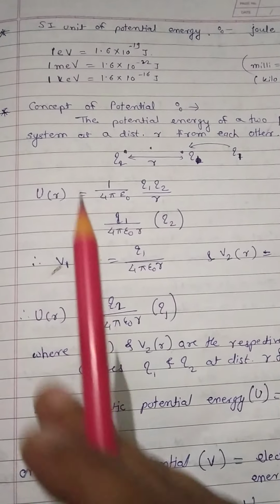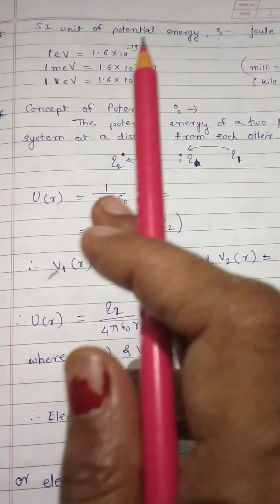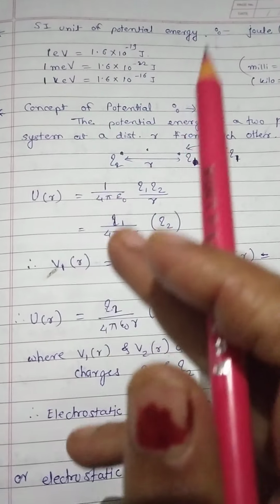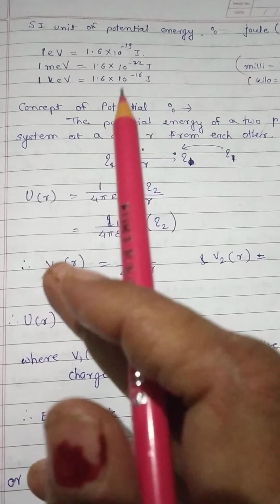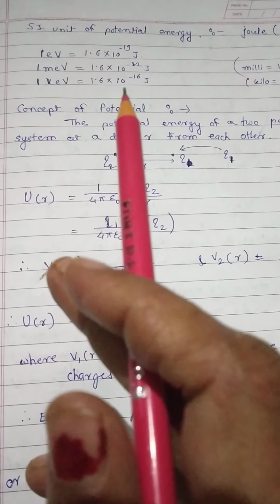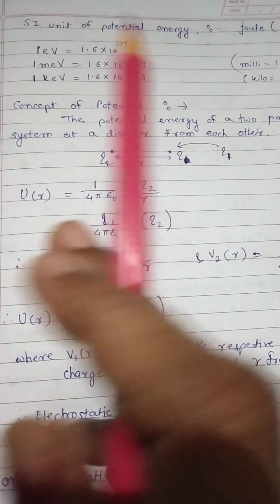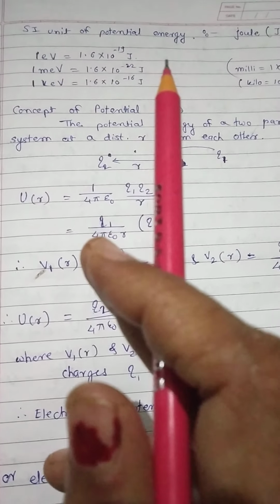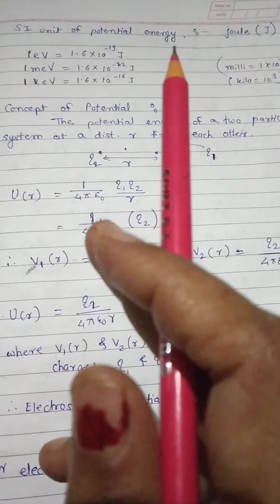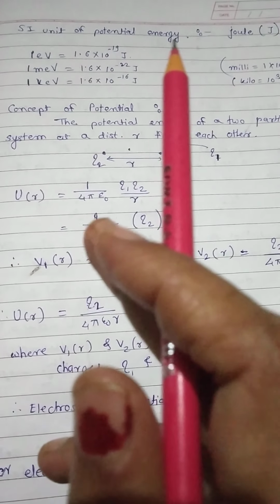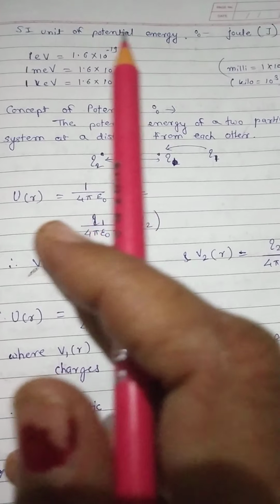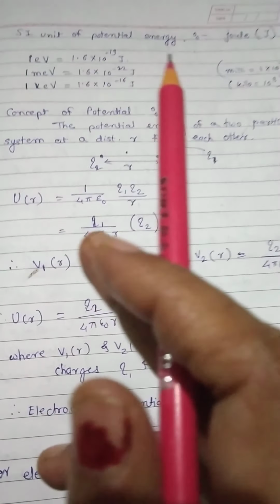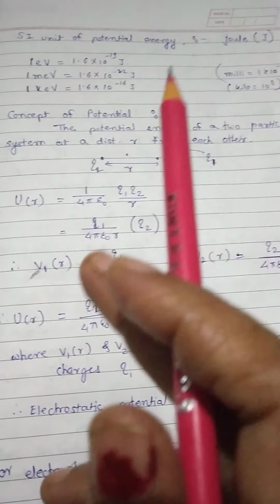In the last point we have seen the expression for potential energy and found the formula: delta U is equal to 1 upon 4 pi epsilon naught Q1 Q2 upon R. Now, the SI unit of potential energy. We already know that the SI unit of energy is joule, so the unit of potential energy is also joule.